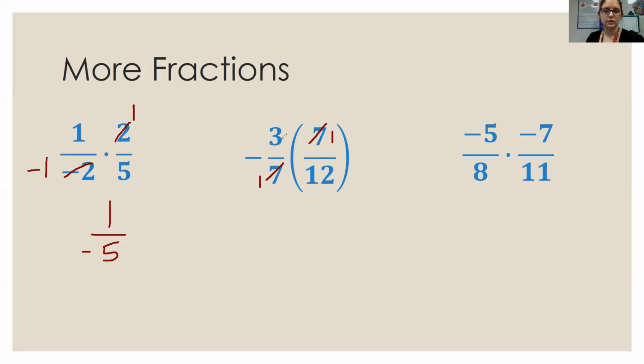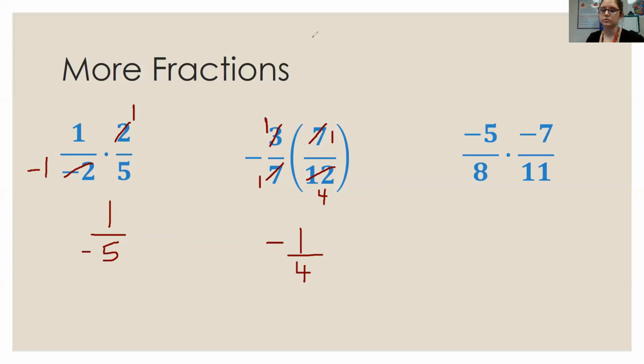I'm going to check the 3 and the 12 just to make sure, and I do see that I can divide 3 into 12. 3 is a factor, so 3 divided by 3 is 1. 12 divided by 3 is 4, and I've taken all of my numbers but 1 down to the number 1, so this is going to make this much easier. 1 times 1 is 1. 1 times 4 is 4. A negative times a positive is a negative.